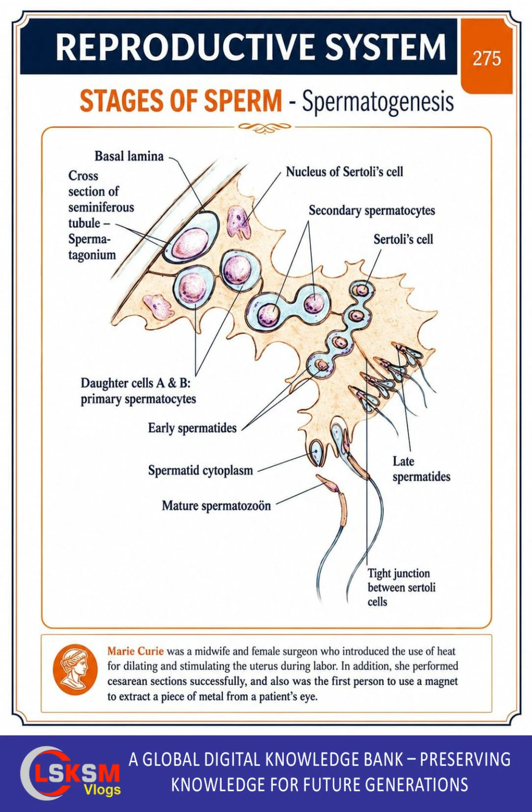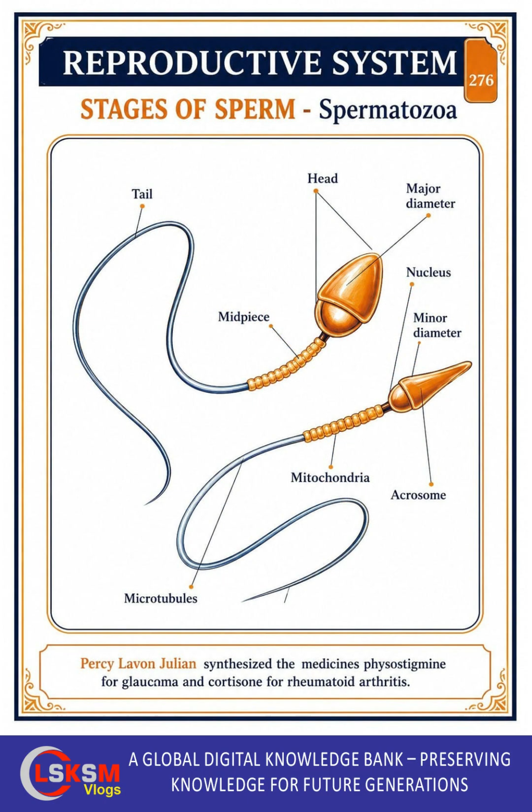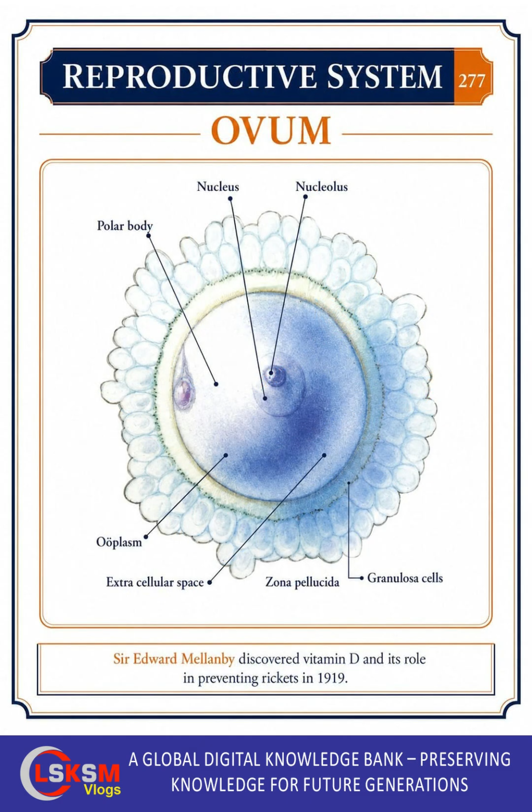Stages of sperm, spermatogenesis, shows the developmental stages through which sperm cells are formed. This process occurs within the seminiferous tubules of the testes. Stages of sperm, spermatozoa, illustrates the mature structure of a sperm cell. It highlights the head, midpiece, and tail used for fertilization. Ovum displays the structure of the female egg cell. The ovum carries genetic material and is essential for reproduction.